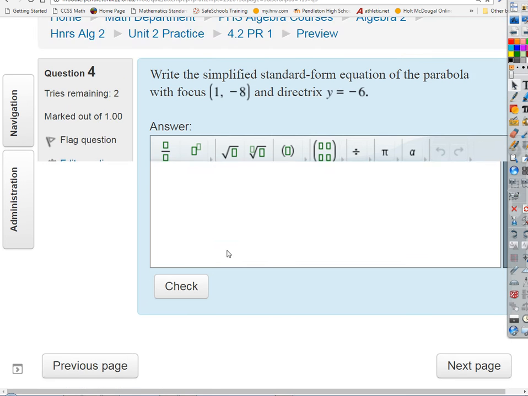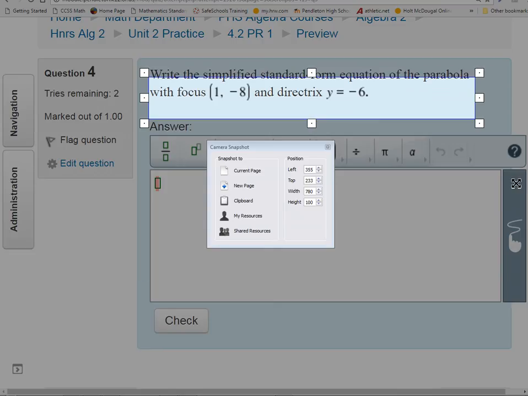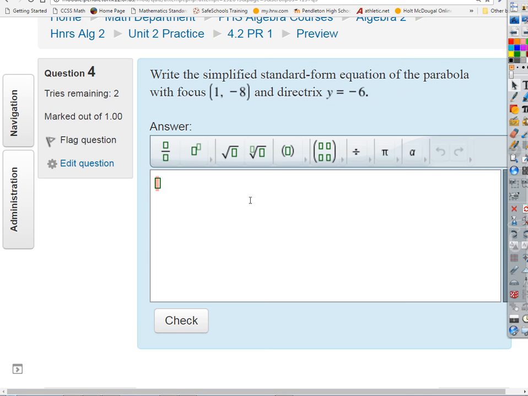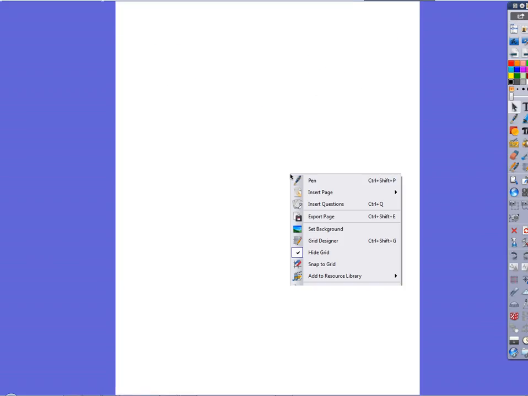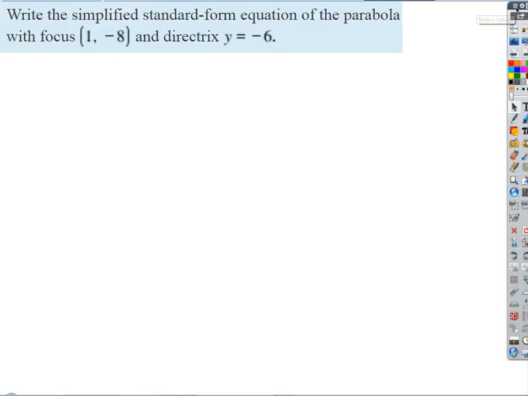I'm going to skip up to number 4 because these are all pretty similar. And so let's look at one like this. Okay, so what about this one?